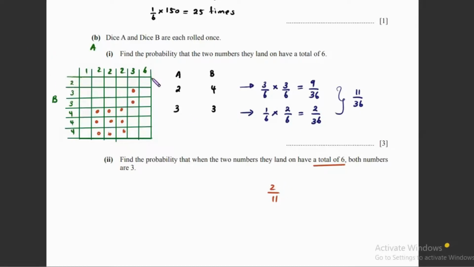Or we can even use the grid here. Out of these ones that I have marked with a dot, getting both 3s will be this and this, which is going to be 2 out of 11. So we may use a grid, or we may do it without a grid as well. Let's see what we have next.